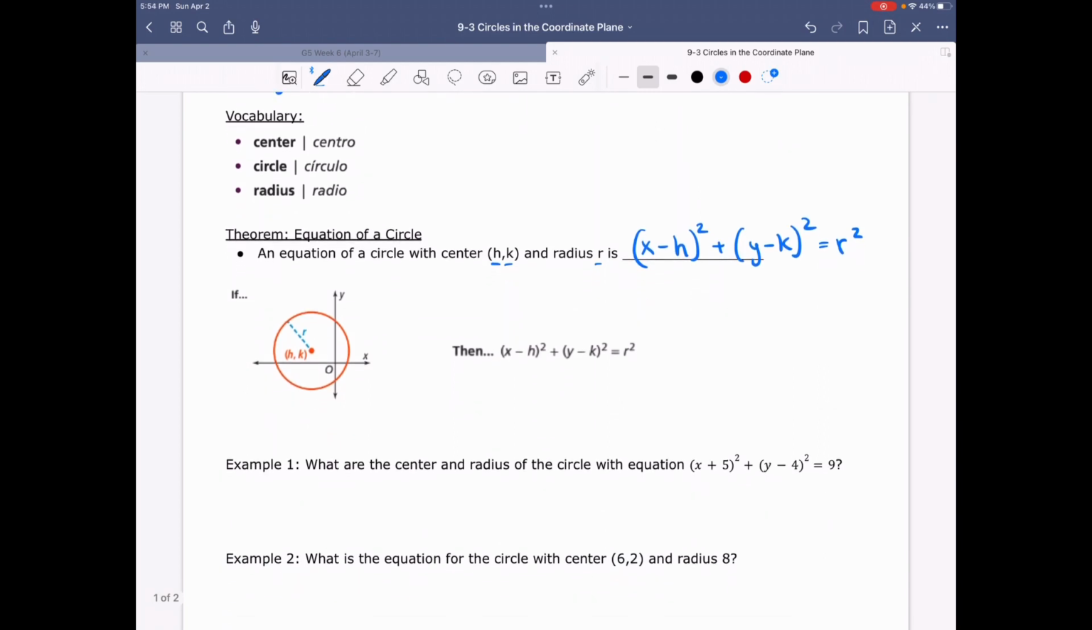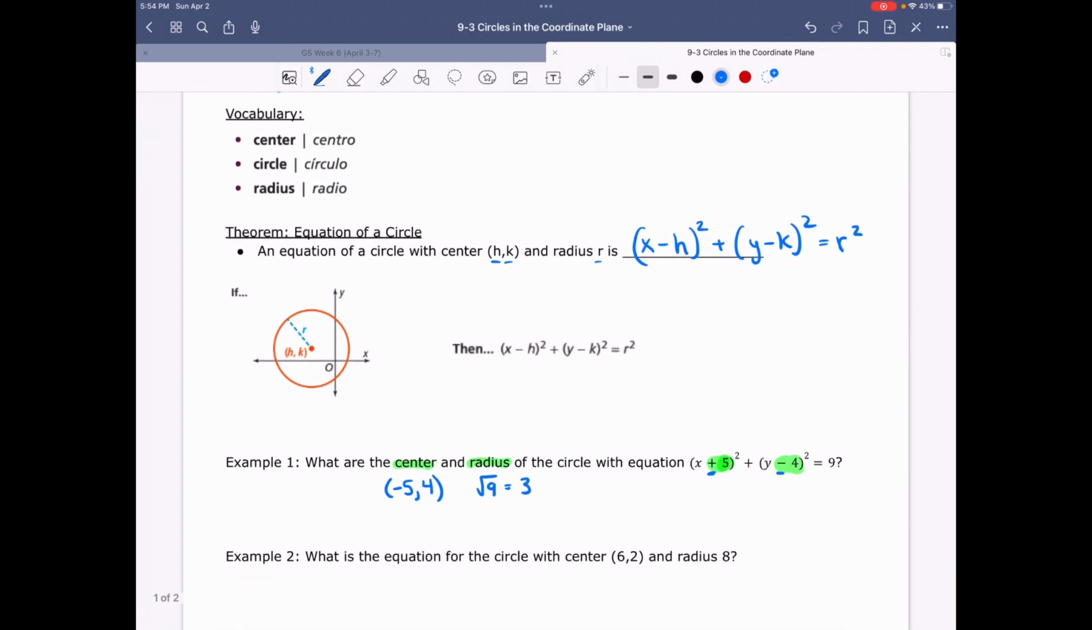Let's work with example 1. The question is asking, what are the center and radius of the circle with this equation? So the center will be at the opposite, remember, because of the parentheses. The center will be at (-5, +4). So the positive became negative and the negative became positive. And then the radius is not 9, it's the square root of 9, which is equal to 3.